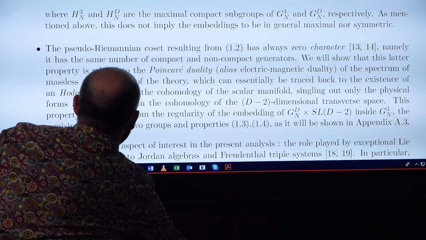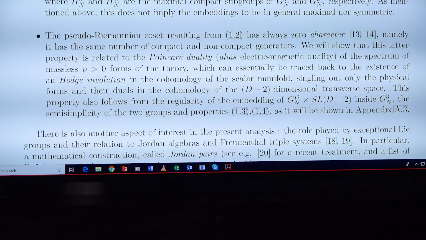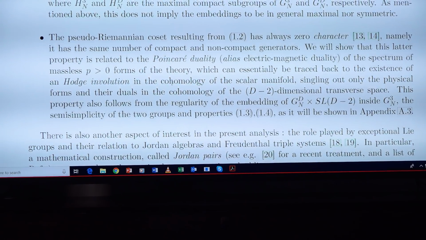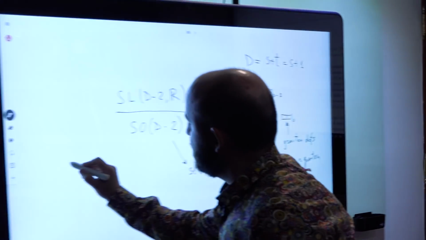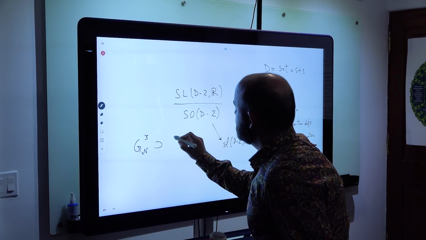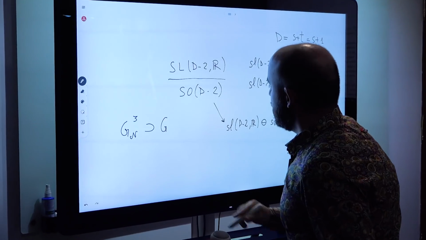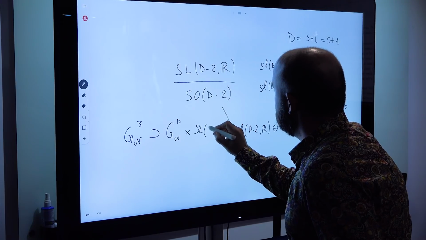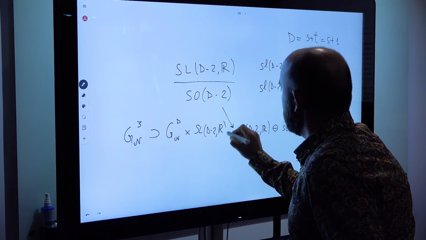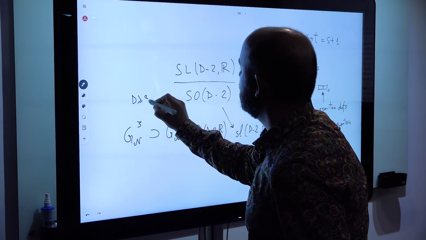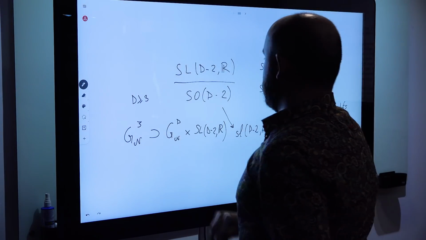And a very important property, which will be relevant also for the discussion in M-theory, is that these cosets, which essentially are a consequence of, so let me write the embedding. So we have G_{n,3}, which contains, let me write at the level of the Lie groups, G_{n,d} times SL(d-2, r). And of course, d is in general bigger or equal 3. And for d equal 3, of course, is trivial.